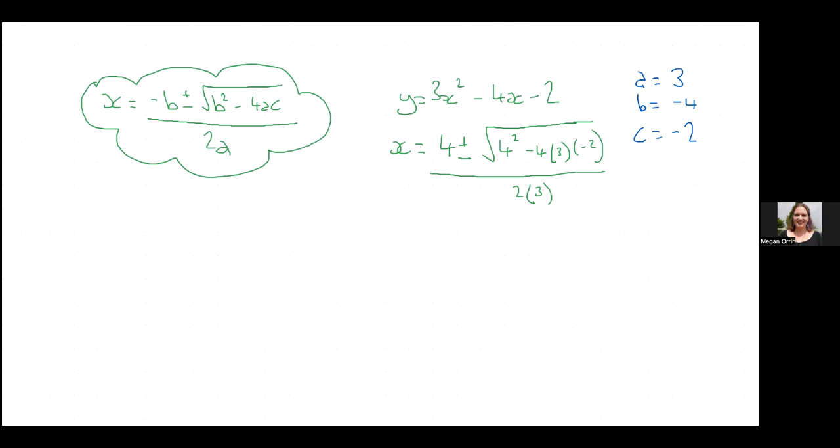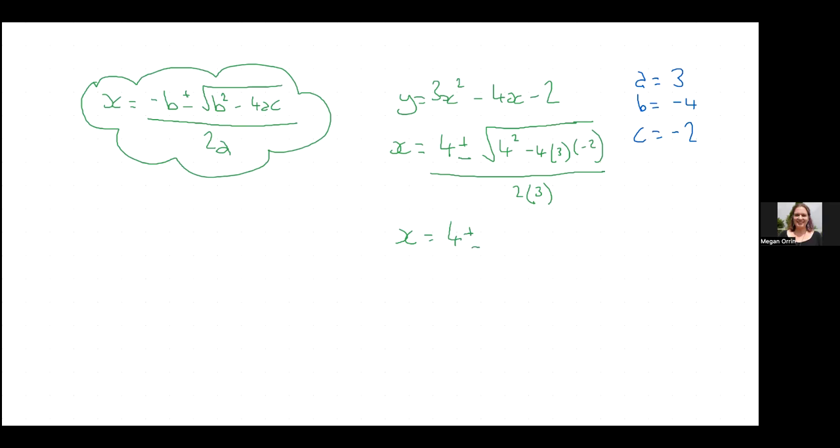Okay, so this is what I've got. I'm going to simplify this. Last year, we just typed this straight into a calculator. We're not going to do that now. If the book asks you for a decimal answer, great, type it into a calculator. But if it asks you for surd form, then we're going to simplify this.